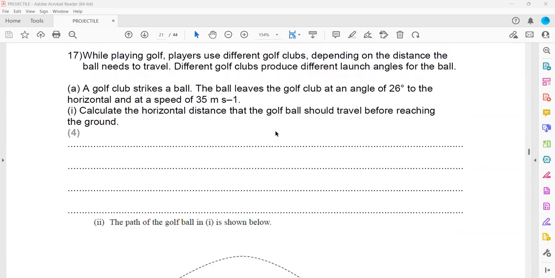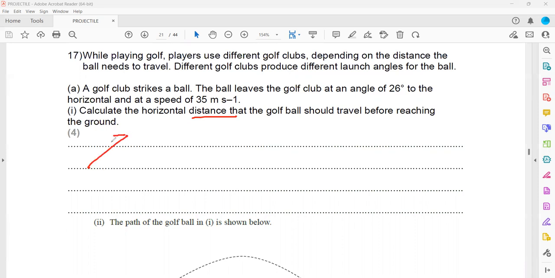So this question: while playing golf, the player used different golf clubs depending on the distance the ball needs to travel. Different golf clubs produce different launch angles. A golf club strikes the ball and it leaves at an angle of 26. Calculate the horizontal distance, so we need the range. How to do this question? This is similar to the question we did just now about the cricket ball.